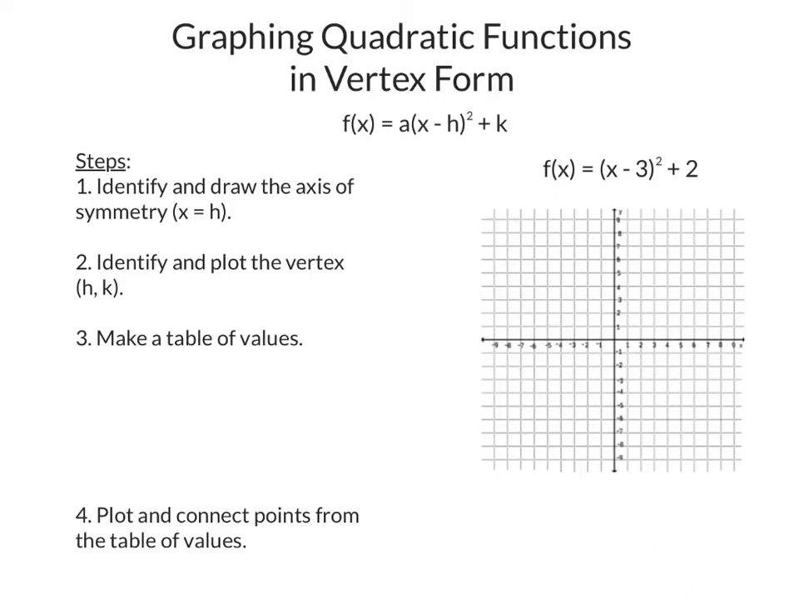Let's look at the function f(x) = (x - 3)² + 2. To start off with, we'll find our axis of symmetry, the line x = h. You'll notice that 3 is in the position of where our h is. So that means our axis of symmetry is the line x = 3.